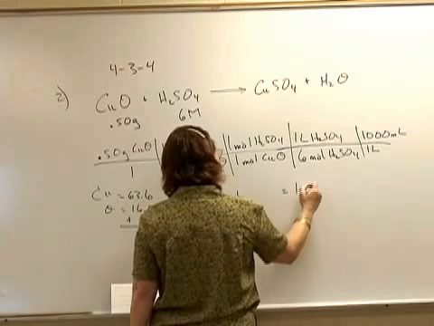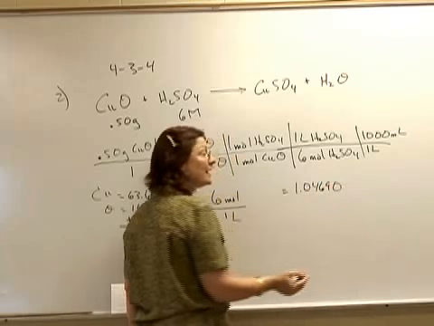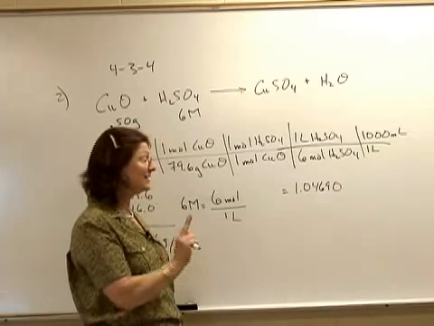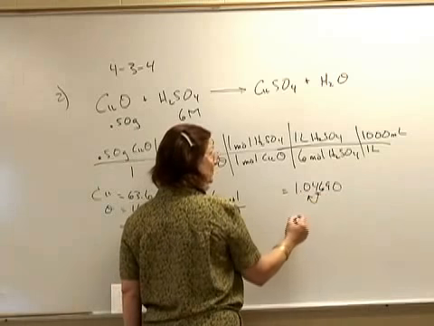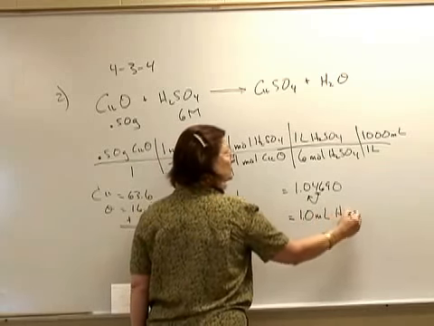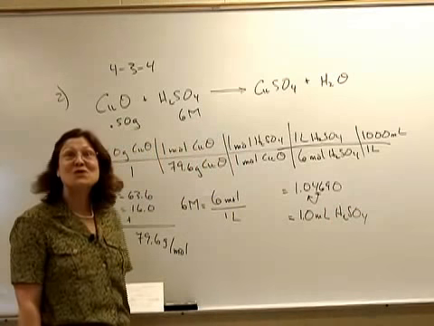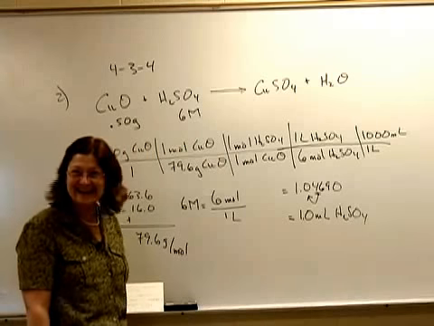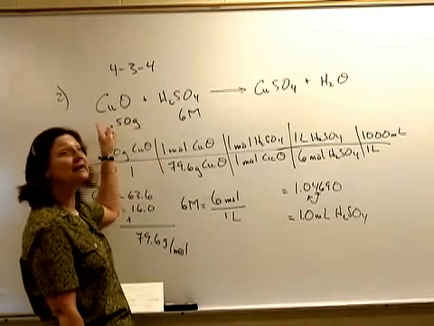And then I change it to milliliters because the question is asking for milliliters. And there are 1,000 milliliters in 1 liter. Now, when I do the math here, I get 1.04690. And I look back to my original problem and I see I need 2 significant digits. Well, this 4 does not round the 0 up. And therefore, I have 1.0 milliliters of sulfuric acid.